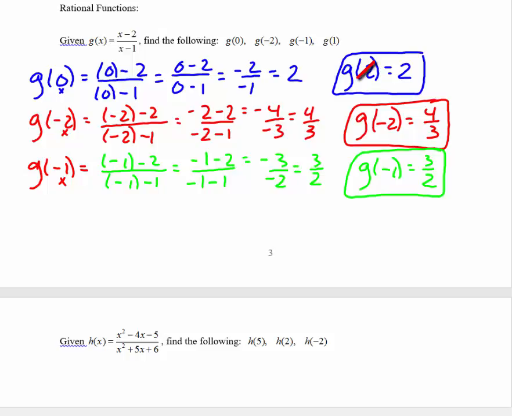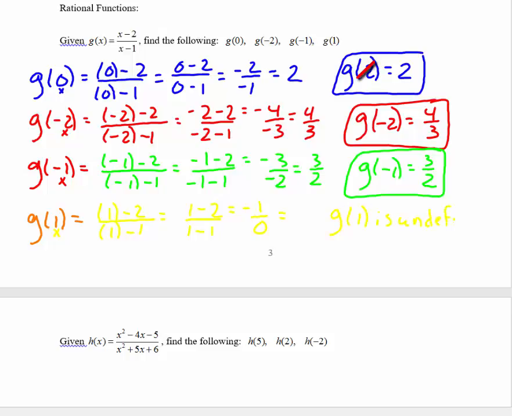And lastly, let's find g of 1. When I want to find g of 1, what does that mean I do? I plug in x being a 1. So I end up with 1 minus 2 all over 1 minus 1. So 1 minus 2 is a negative 1, and 1 minus 1 is 0. You can't divide by 0, so my g of 1 is undefined.